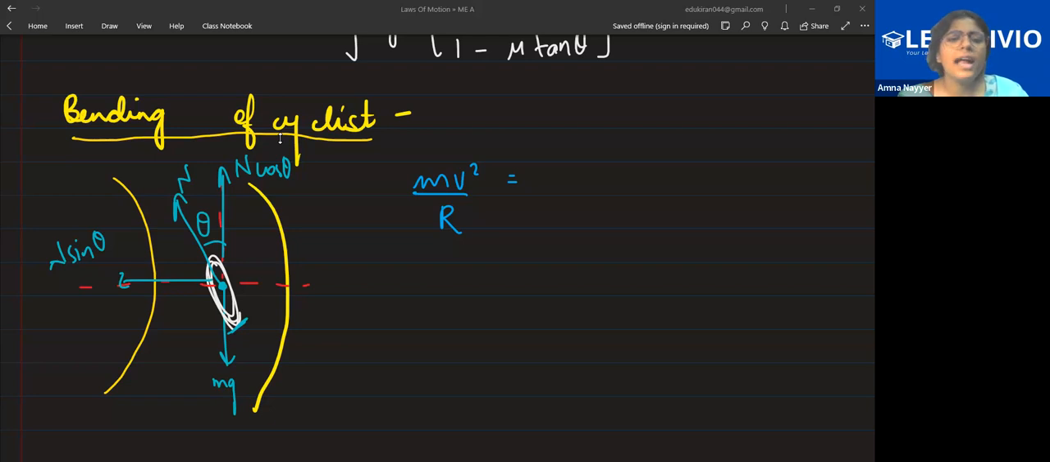Zainab, look at the figure. What are the rules for centripetal force? How can you identify centripetal force? Two things I mentioned before this also. Repeat that. Jobita, you repeat. The two things which we have studied, because I have written them here also.